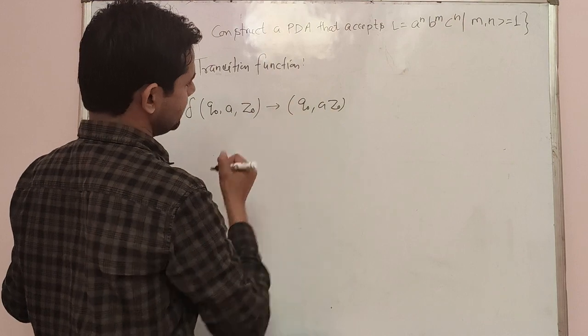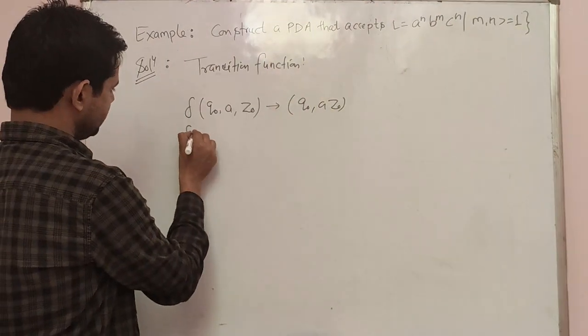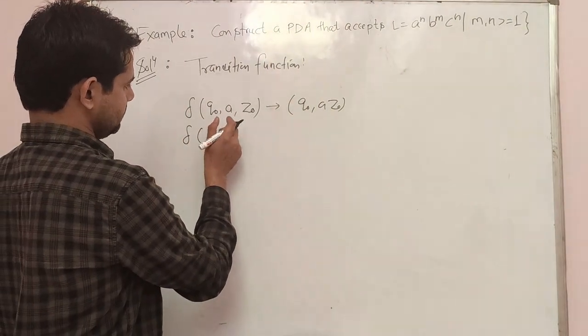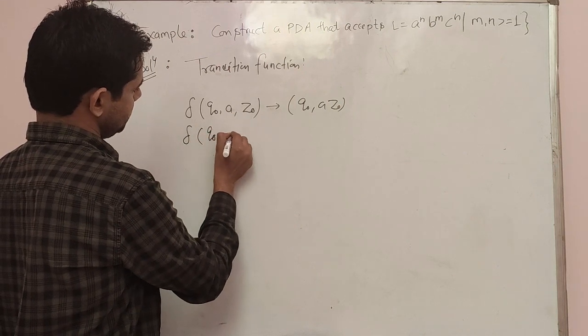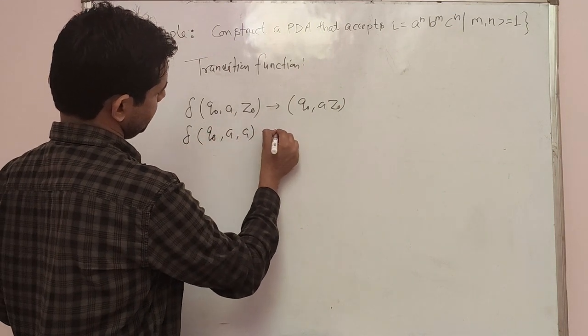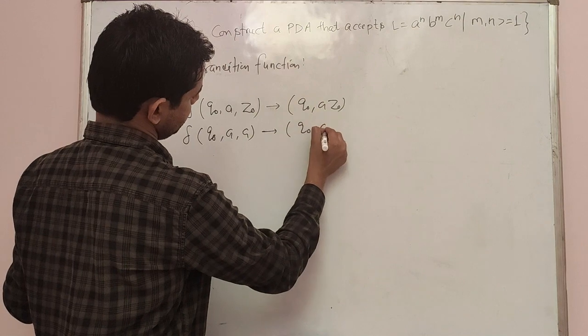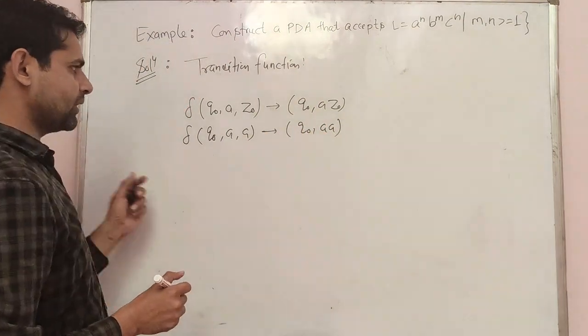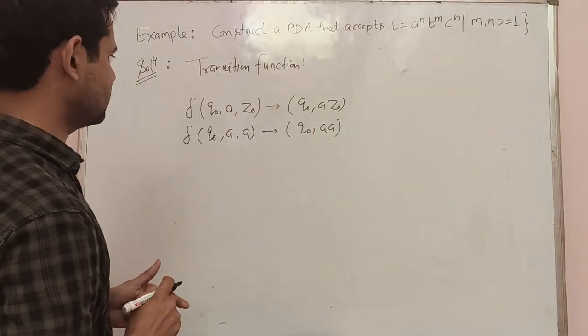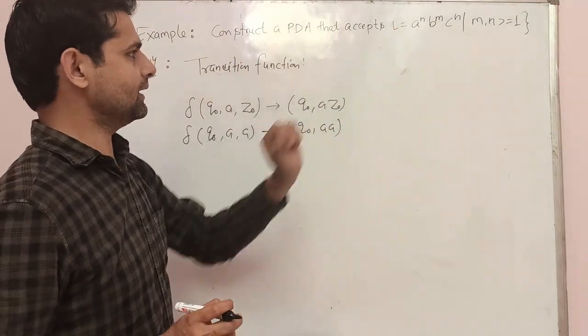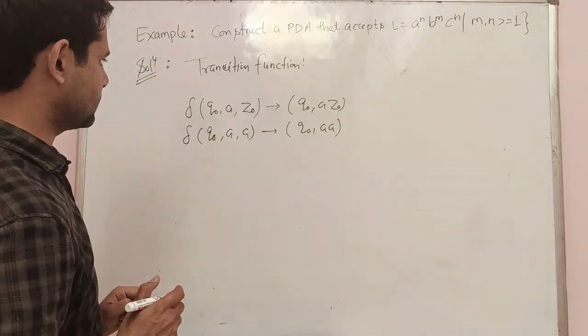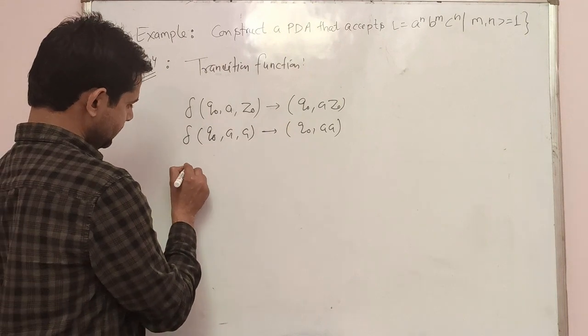Then this one is A, Z0. We have more A's after that, so we just add A when the stack top is A, again staying in Q0 with A and A. Means by using these two transitions we can add n number of A's to the stack, right?